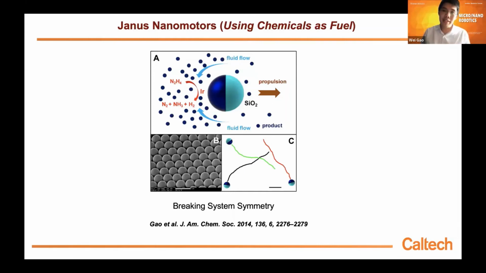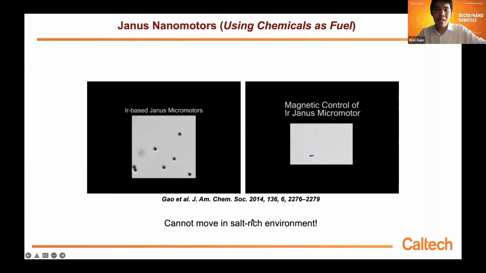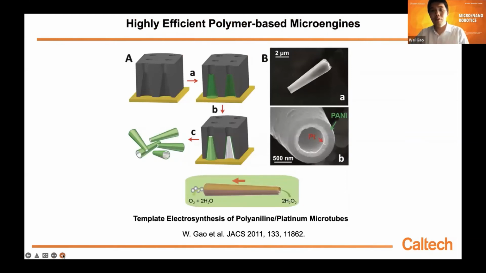There are two different mechanisms for local chemical reaction powered nanoswimmers. One is electrophoresis, and another one is diffusiophoresis. In general, these chemical fuels are not biocompatible, and the swimmers have to be able to move in a salt-rich environment. In this regard, we propose another mechanism using microbubbles to power this micro nano robot.